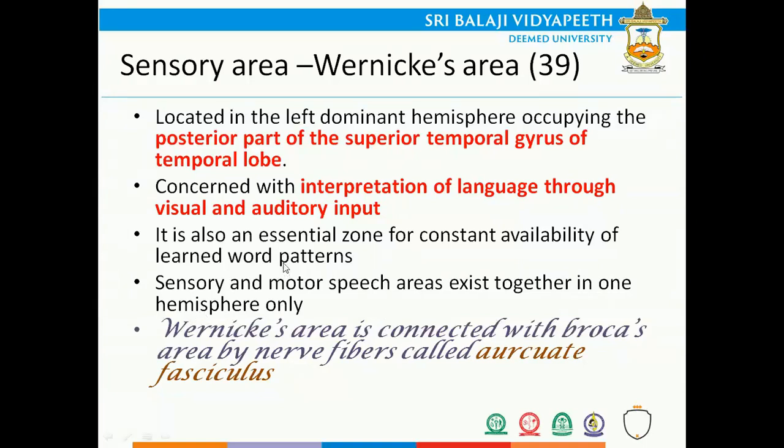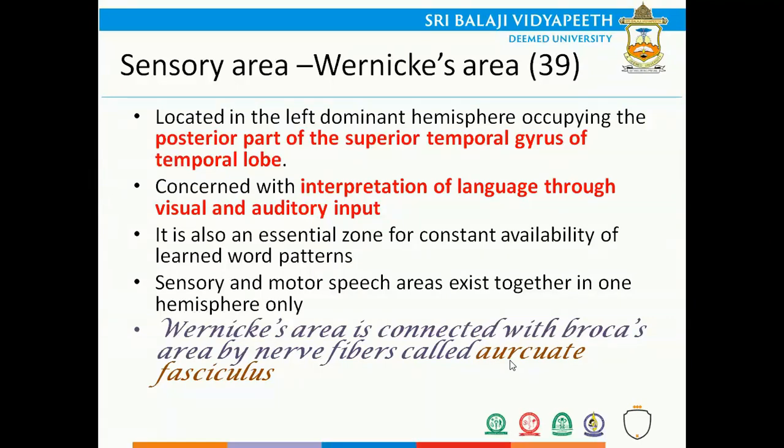So it is also an essential zone for constant availability of the learned word patterns. Sensory and motor speech areas exist together in one of the hemispheres also. The Wernicke's area is connected with the Broca's area because both of them are concerned with speech, and they are connected by a tuft of nerve fibers, what we call the arcuate fasciculus. This is a point to be noted, can be asked in MCQ or fill in the blank questions. What is arcuate fasciculus?